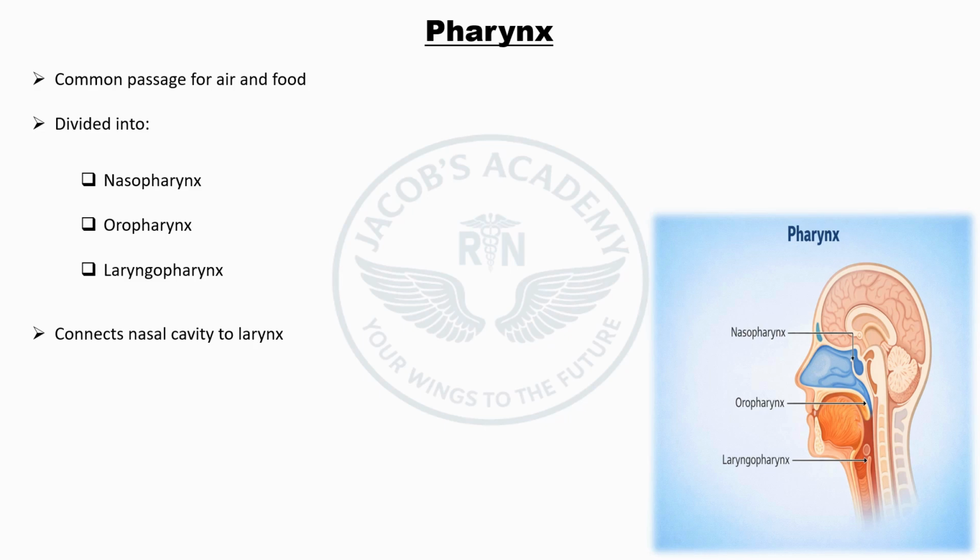air and food. The third part is the laryngopharynx, which is the lower part of the pharynx. It directs air into the larynx and food into the esophagus. So the pharynx plays an important role in breathing, swallowing and speech, making it clinically significant in nursing practice.